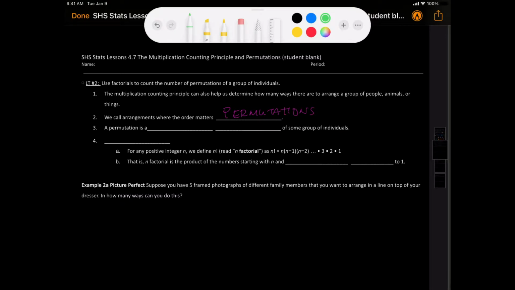A permutation is a distinct arrangement of some group of individuals. Next, we'll talk about something called a factorial. You may have heard it in your previous math class.